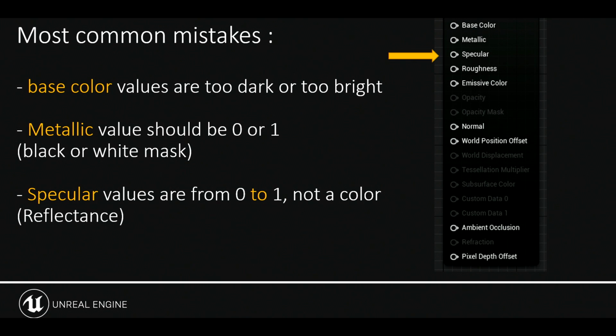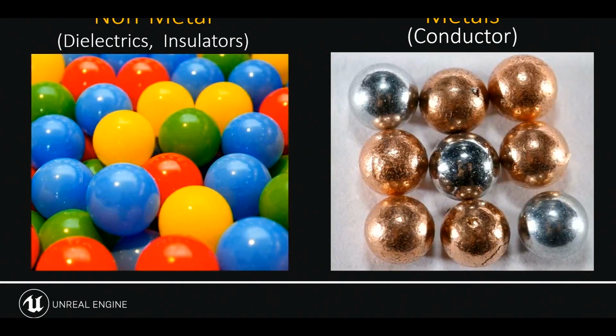Same thing for specular. We see people putting color in specular, but it's actually just an intensity, the reflectance intensity. If you actually want to adjust the color of your specular, it goes back to the base color. Overall, we have two types of material: the non-metallic, also known as dielectric or insulator, and the metallic material, the conductor.